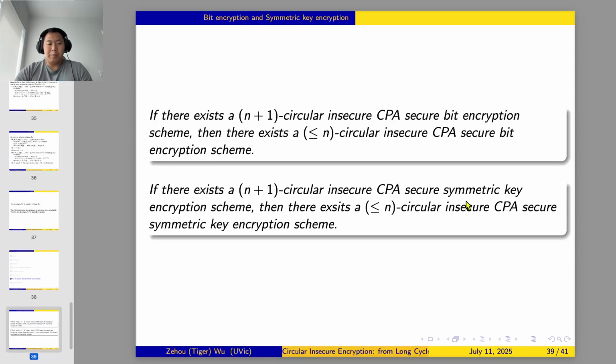Now, in the paper, we have also shown that if the base scheme is a bit encryption scheme, the construction can also be a bit encryption scheme, and similarly for other message spaces. Also, with minor modifications, we can show that this result holds in the symmetric key setting.